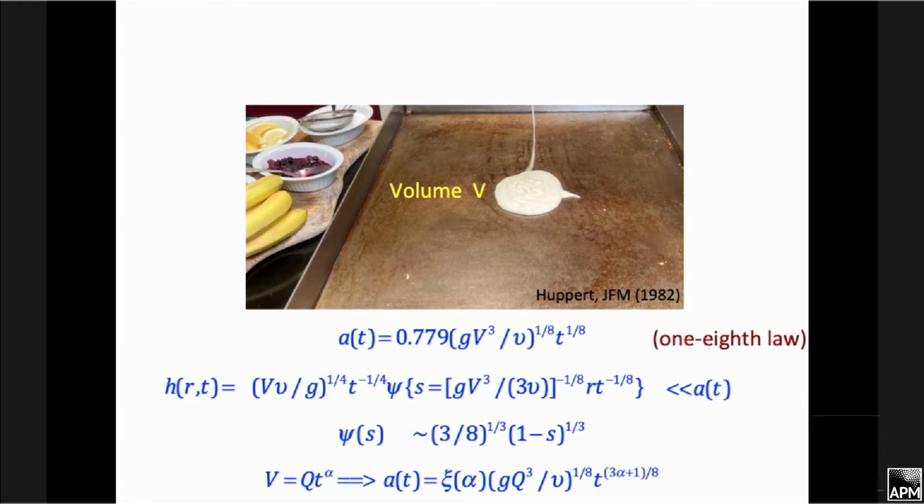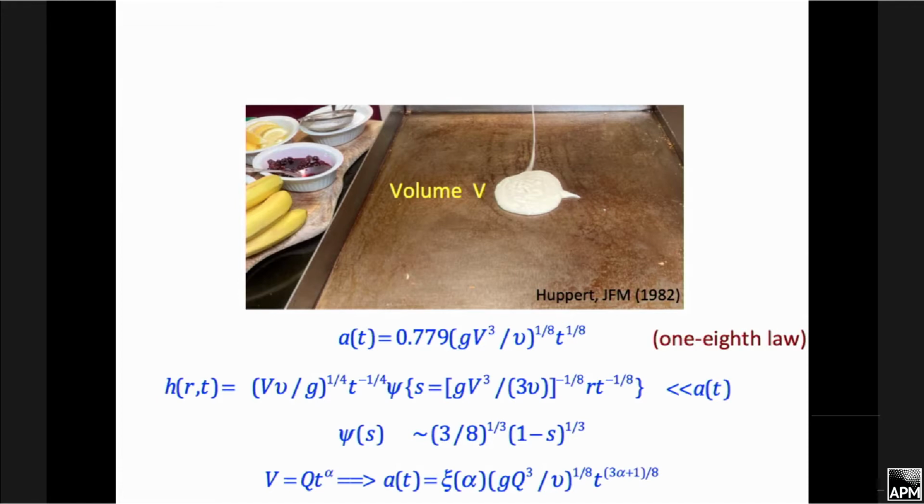You can also solve for what the thickness of the blob would be. It's very much less than the radius, and that's an important simplification in the calculation. And you can show that with this rather complicated combination that I've called S, roughly the curve looks like (1 minus S) to the 1/3. Now, if actually you put in fluid not at a constant volume, but at a rate that's given by a power law, as I've written in the bottom, that the volume goes like time to the alpha with some coefficient, then you can find how rapidly it spreads.